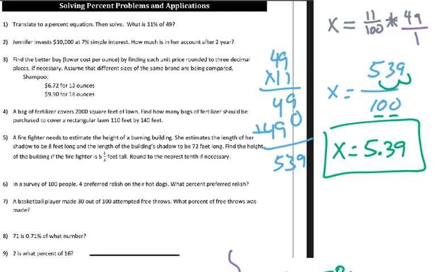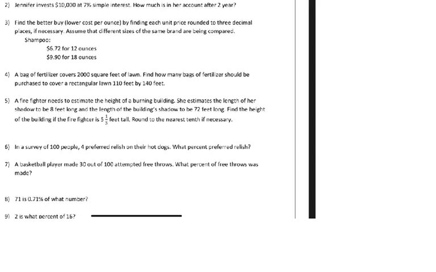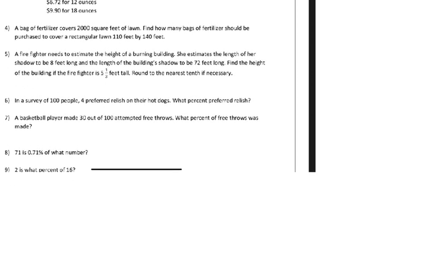And actually, let me just do number 3 on another page. So here's number 3. Find the better buy, lowest cost per ounce, by finding the unit price rounded to 3 decimal places if necessary. So shampoo at $6.72 for 12 ounces and $9.90 for 18 ounces. And this is actually something that, I don't know about y'all, but I do this all the time when I'm at the grocery store. I sit there and try to figure out what's actually the cheaper version of it, right? So what it's asking us to do is essentially to reduce these.